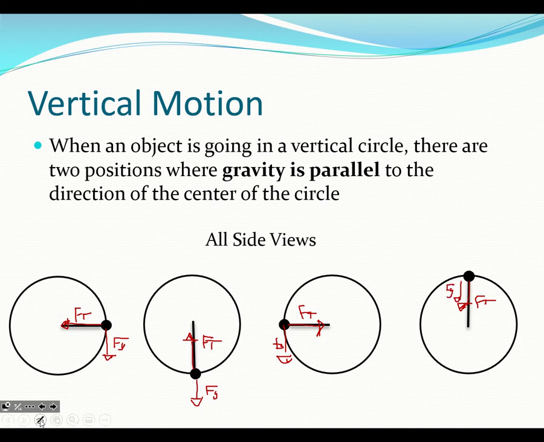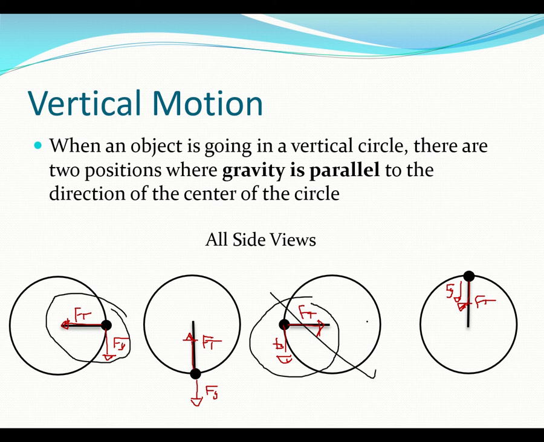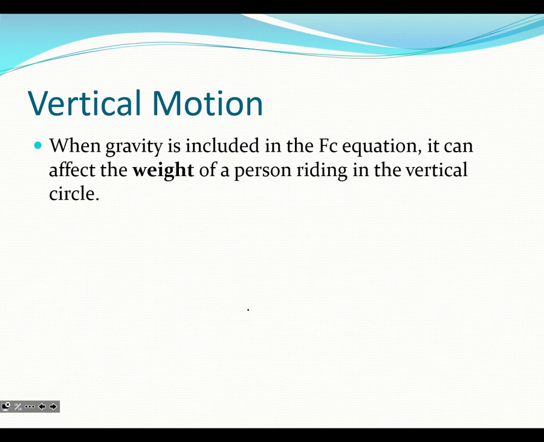In two of these situations, gravity is perpendicular. In this situation, they're perpendicular. In this situation, they're perpendicular. We wouldn't include gravity in our FC equation. But because it's parallel to the center of the circle, we would include gravity in our FC equation for these two situations. When gravity is included in the FC equation, it can affect the weight of a person riding in a vertical circle.